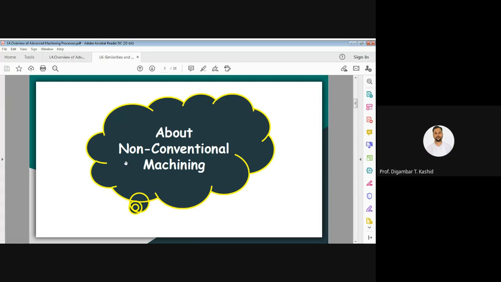Now what is non-conventional machining? In non-traditional or advanced machining processes, neither shearing nor chip formation occurs. In fact, these processes do not even utilize a so-called cutting tool. Whatever tool I have mentioned in EDM or ECM, these are electrodes, and that is different from the cutting tool in the traditional way.